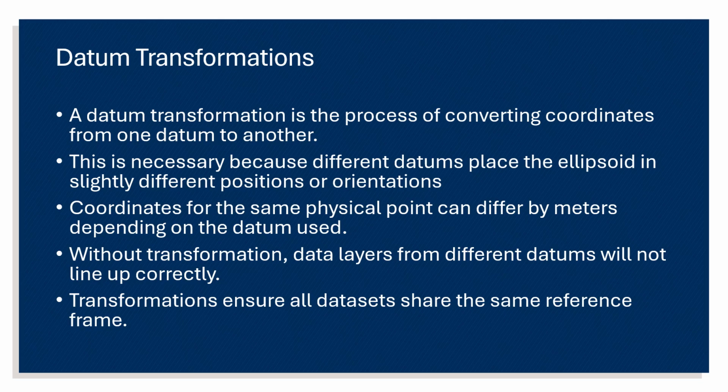Without transformation, data layers from different datums just won't line up. Transformations ensure that all the data sets share the same reference frame, so that in theory they will all line up.